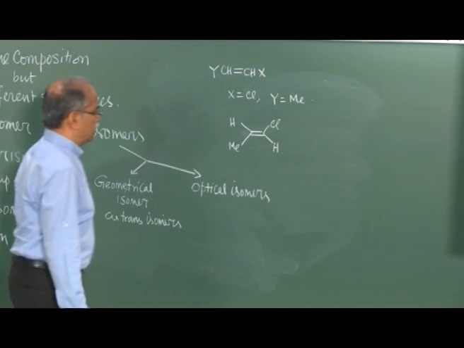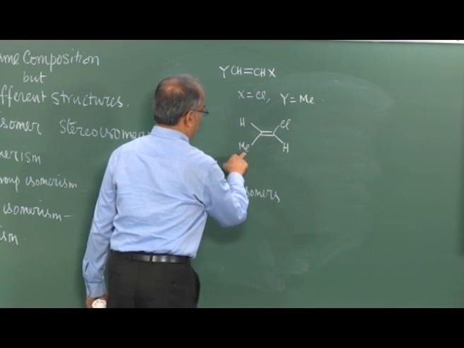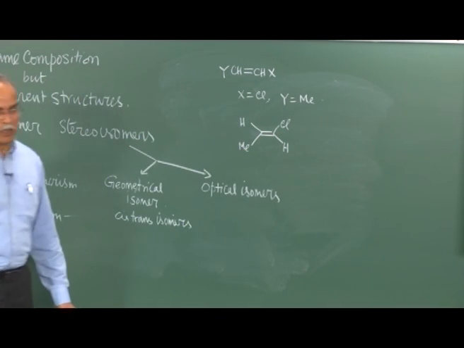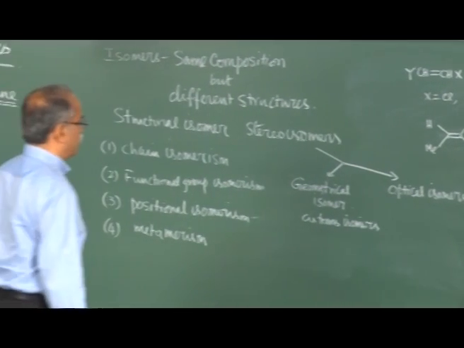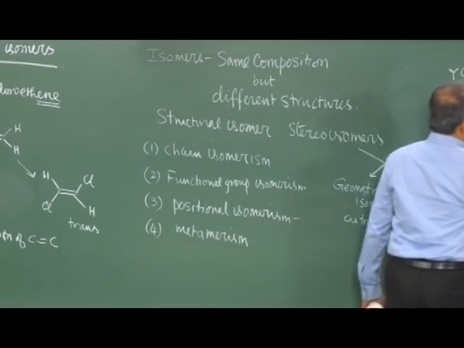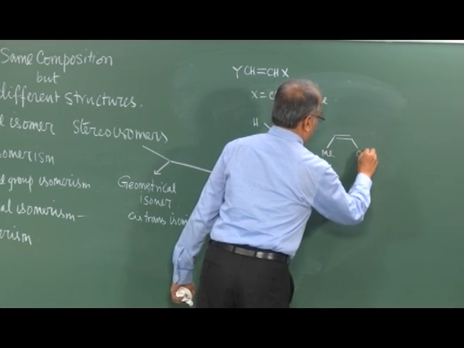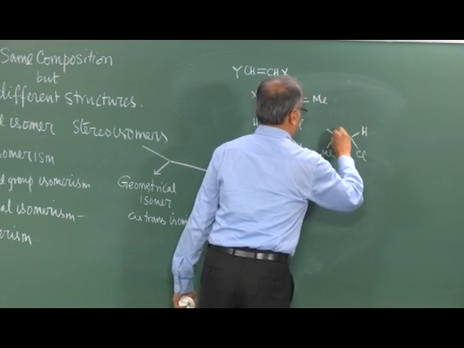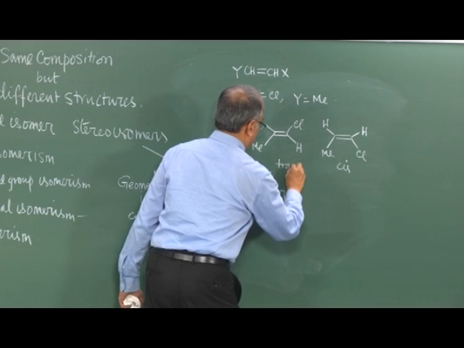This is one isomer. You can call this a trans isomer because the two functional groups, namely the methyl group and the chlorine group, are trans with respect to each other. They are on either side of the double bond. You can have another structure where the methyl group and the chlorine group are on the same side of the double bond. This would be cis, this would be trans.